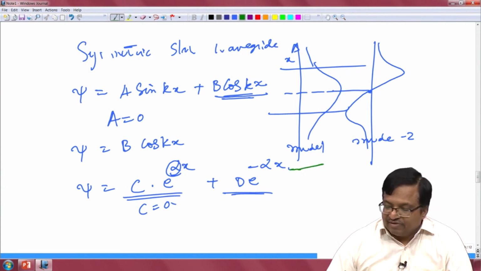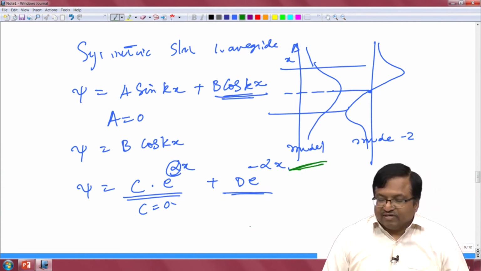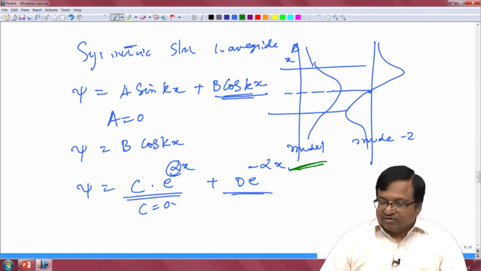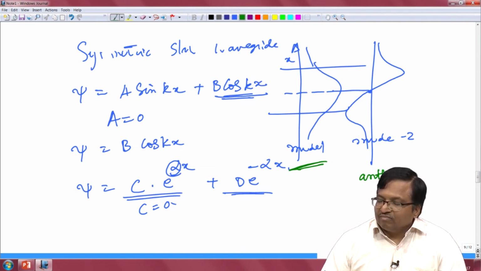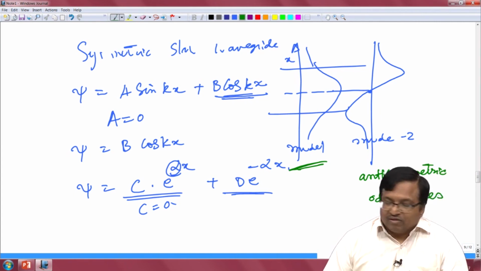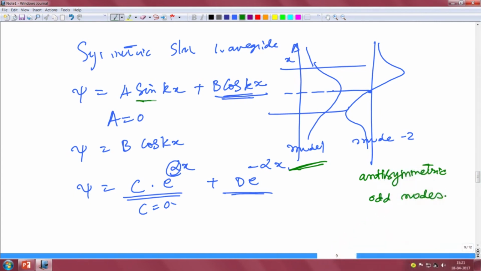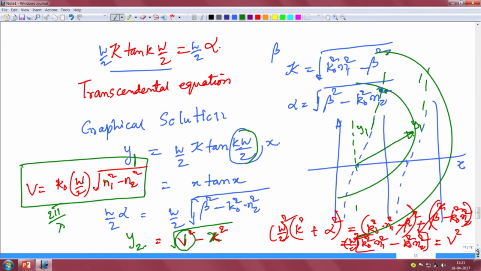So, we have solved the characteristic equation for a symmetric mode. We can also do the exercise for antisymmetric or odd modes by choosing sin kx instead of cos kx. We may end up having cot theta instead of tan theta.